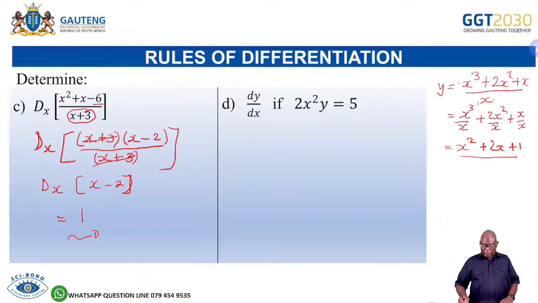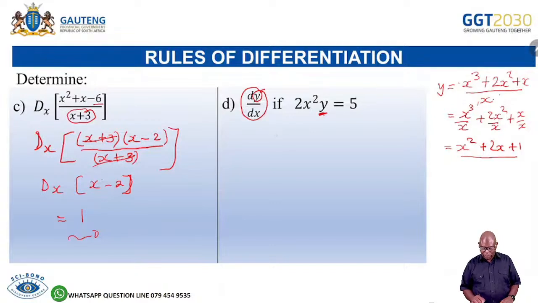Okay, welcome back. D, we need to determine dy over dx if 2x squared plus y equals to 5. So here in this case, the y is not on its own, which means I must first make y the subject of the formula so that I can do dy over dx. Okay, so the y which is on top is the one that must be the subject of the formula.